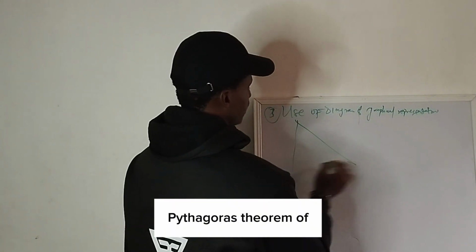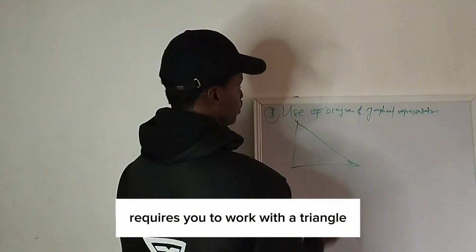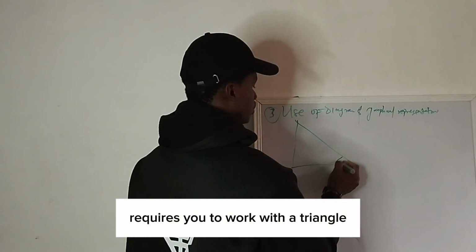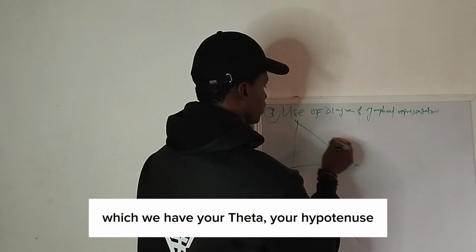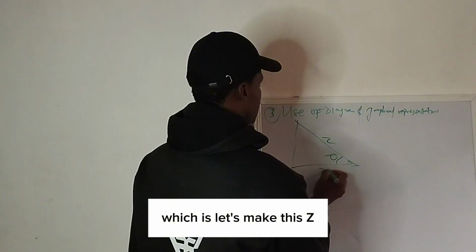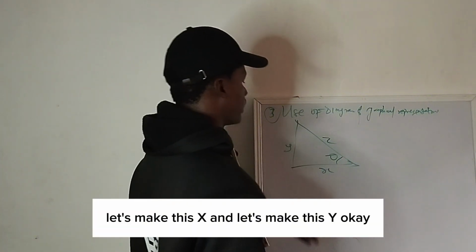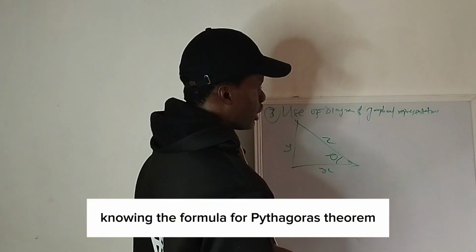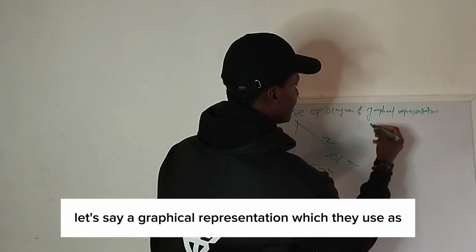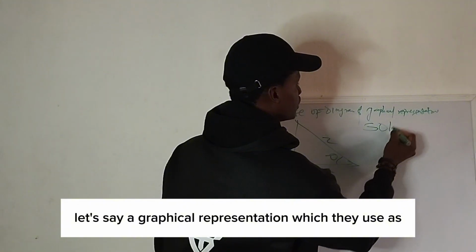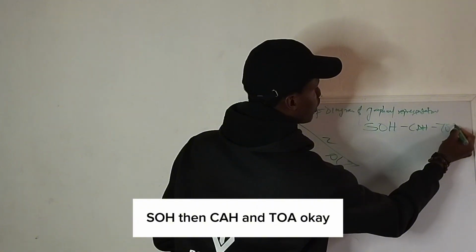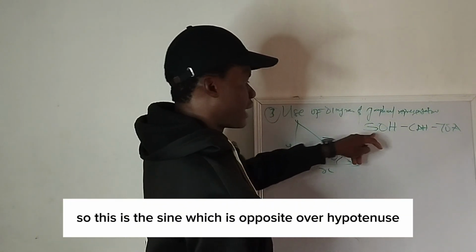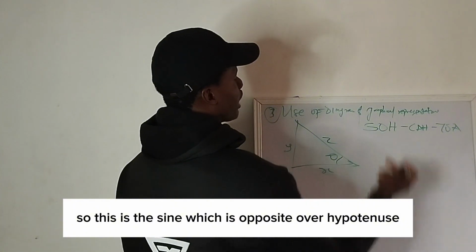As we all know, Pythagoras theorem requires you to work with a triangle, in which we have your theta and your hypotenuse, which is, let's make this z, let's make this x, and let's make this y. Okay, knowing the formula for Pythagoras theorem, let's see a graphical representation which they use as so, then SOH CAH TOA. Okay, so this is the sine, which is opposite over hypotenuse.